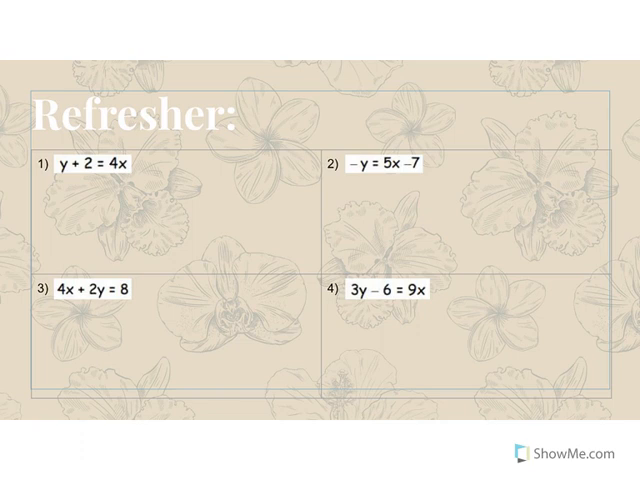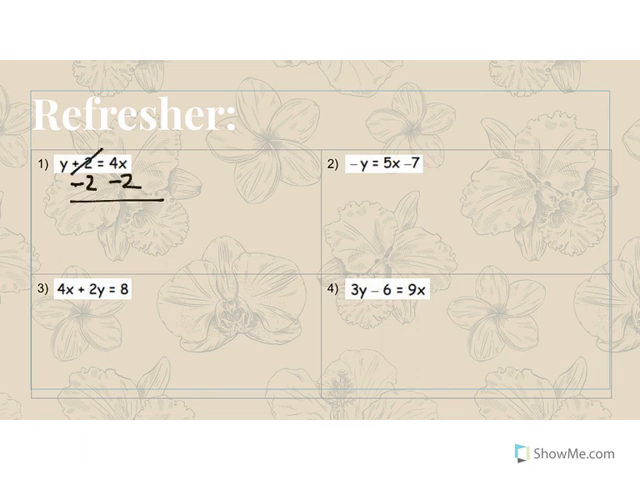I just want to refresh your brains on how to actually put these equations in y equals mx plus b form, or just to solve for y. We can see that y is on the left side of my equation over here, so I need to get rid of anything else that is with that y. That's a positive 2, so in order for me to get rid of that positive 2, I'm going to subtract 2 from both sides of my equation.